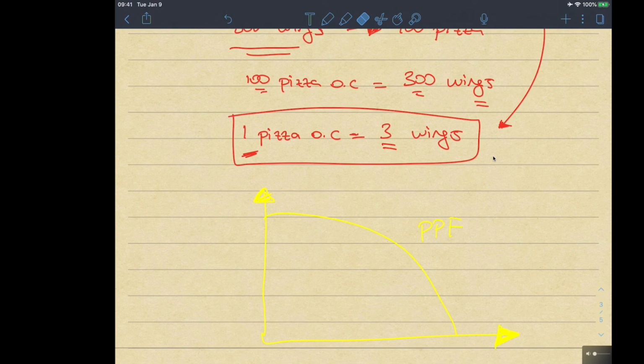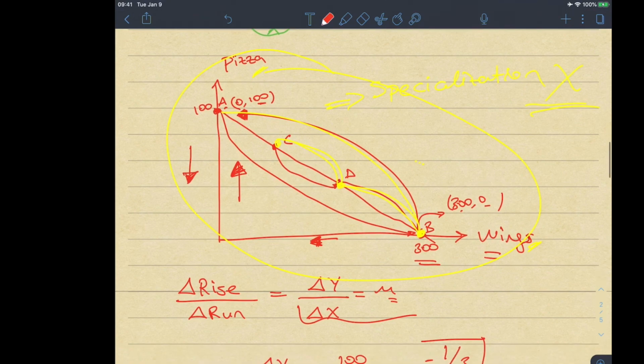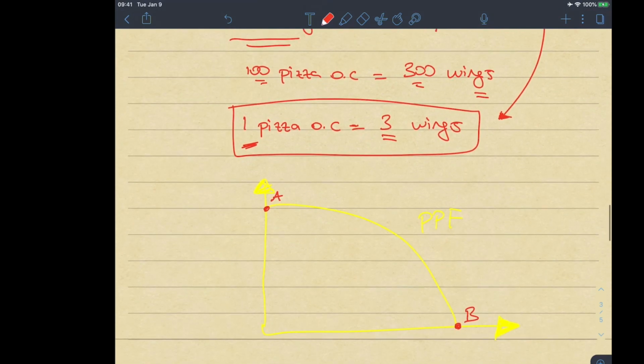Let's try to cover the slope in this case. For example, we move from point A to point B. Remember, in the constant slope case, if we move from point A to point B, the slope is the same and the opportunity cost is the same. The same thing applies if you move from point A to C. Let's see if this is going to happen in a nonlinear PPF. To understand the slope, we have to draw a tangent. So if we move from point A to point C here, the tangent will be around here.